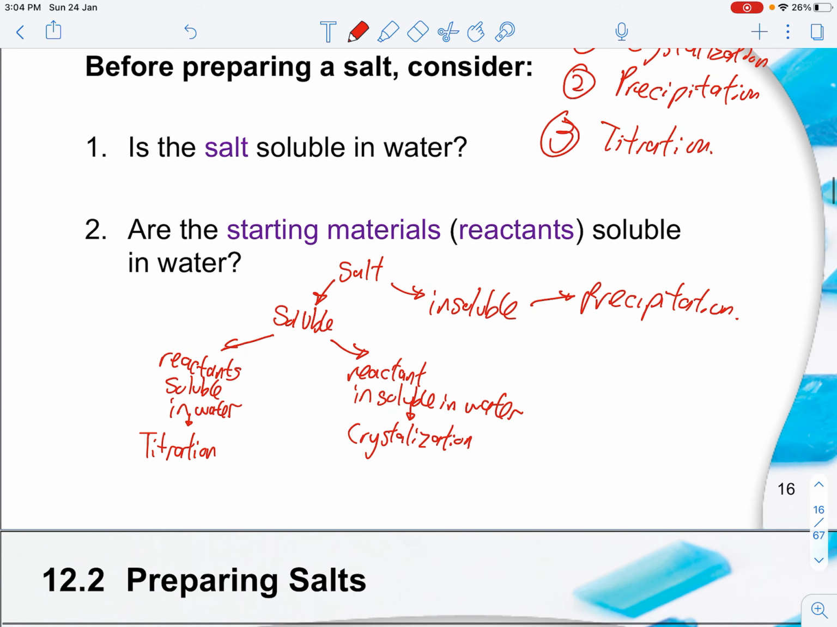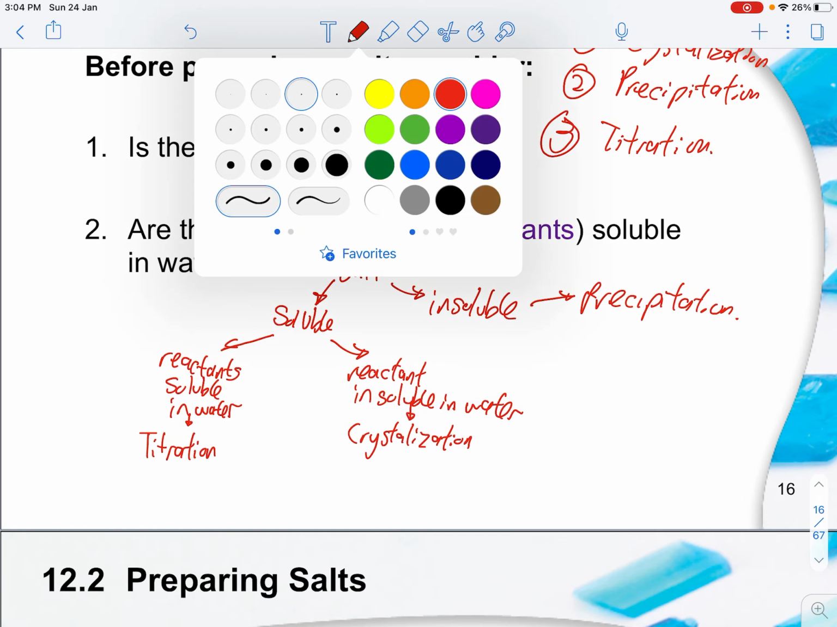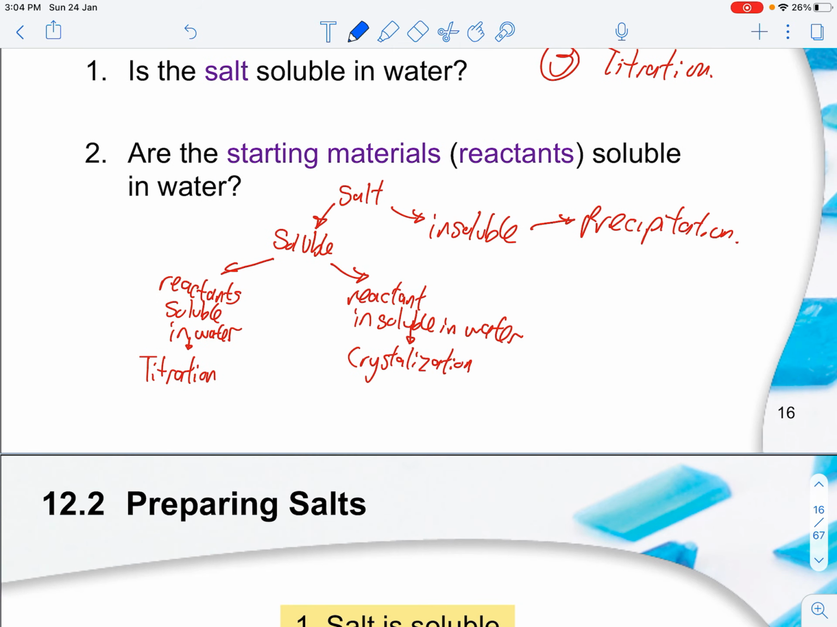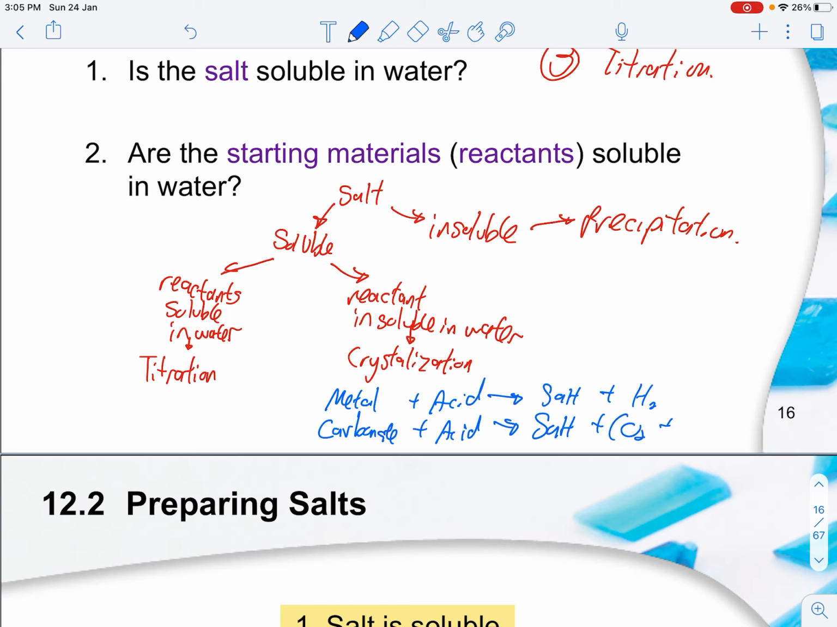So what happens is you fall back again on the three word equations from an acid-base reaction. Metal plus acid gives you salt plus hydrogen gas. Your carbonate plus acid gives you salt, carbon dioxide gas, and water. And last but not least, you have your base plus acid to give you salt and water.